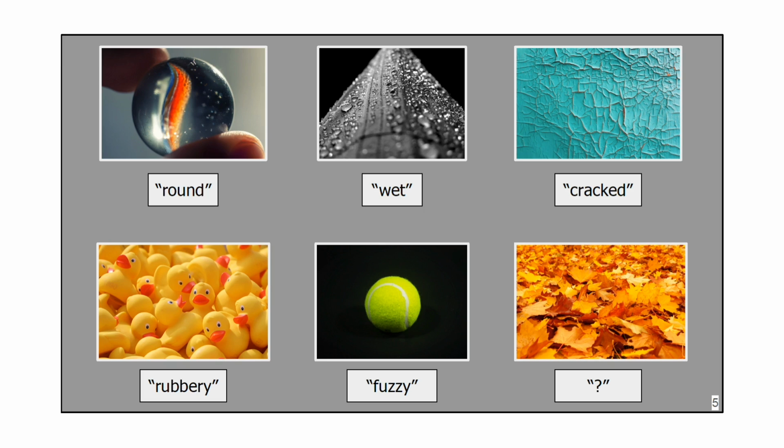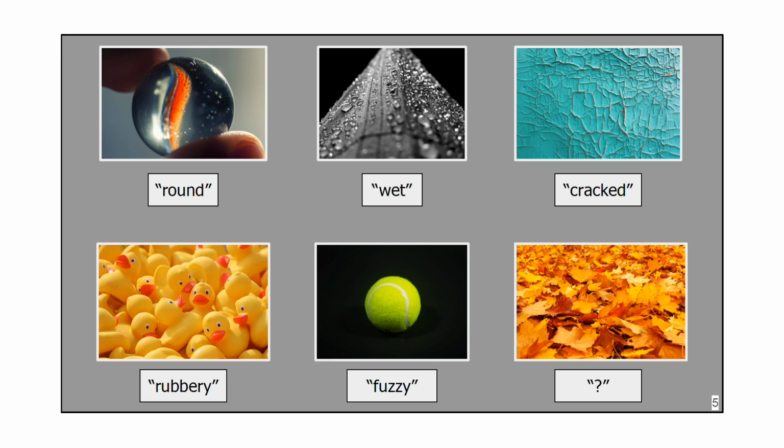Now let's look at the bottom row of images. The image of the yellow ducks has the word rubbery beneath it. But what if I told you that these toy ducks were actually made out of stone? That would change your expectation of the tactile quality. Now you might describe the texture of the yellow ducks as hard or rough.